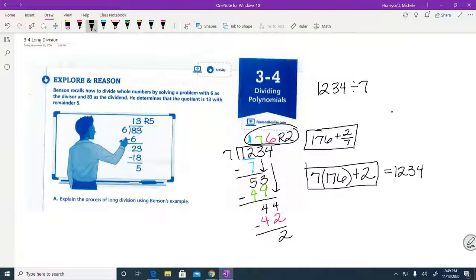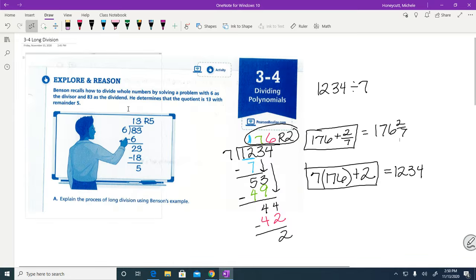This is like the remainder form. This is as a fraction. You also might have seen this written as 176 and 2 sevenths. But when you write a mixed number, there's really an invisible plus sign there. Or we could have written it in factored form: 7 times 176 plus 2 is 1,234. Any of those forms are acceptable.